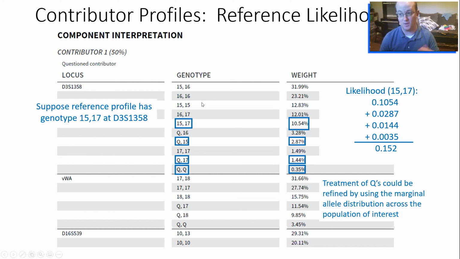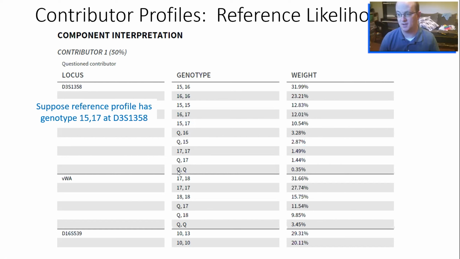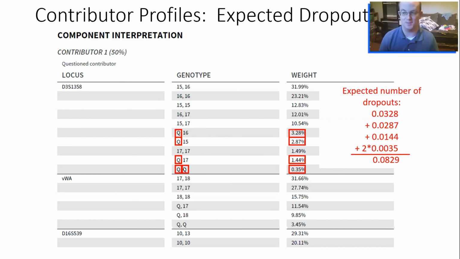But I also want to talk about one other aspect quickly about the contributor profiles, and that is another factor relating to the Qs. Qs are the potential for dropout, and this is also something that speaks to sample quality. So we wanted a measure of the amount of dropout potentially present for a given contributor. For that, we're taking what I'll call the expected number of dropouts. For each time there is a dropout, we look at the weight given to that combination that contains the Q and add them all up. And for the combinations that have both Qs, we count that twice.